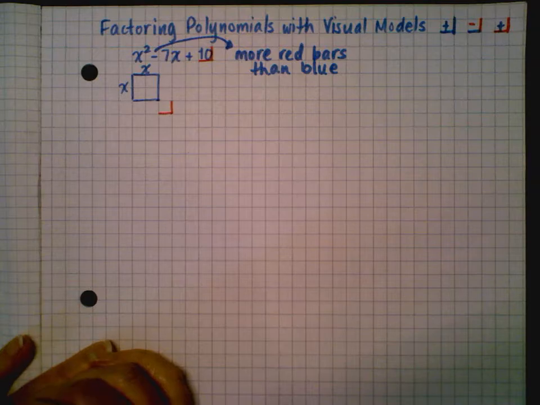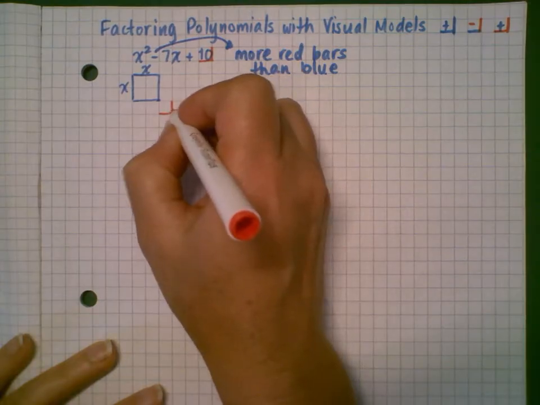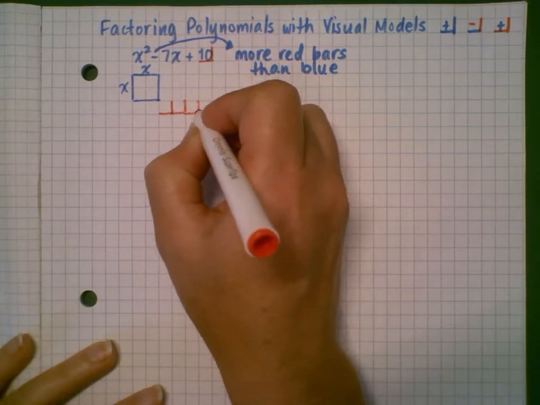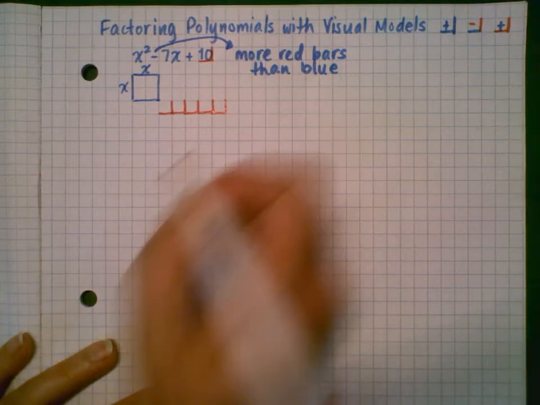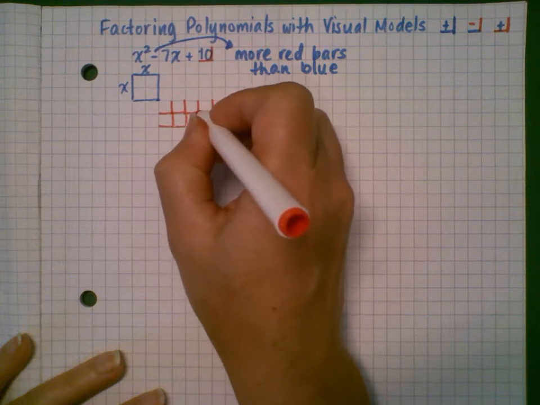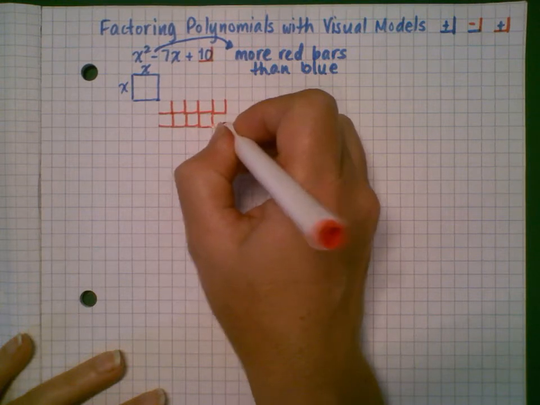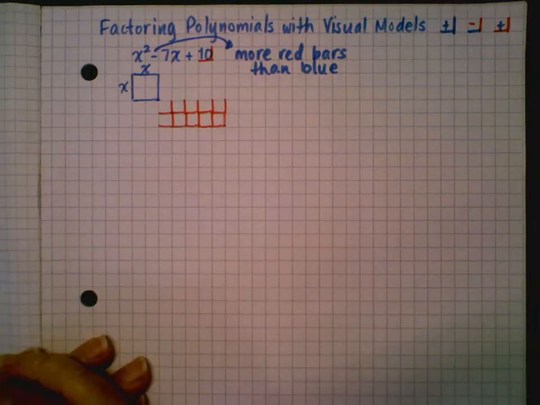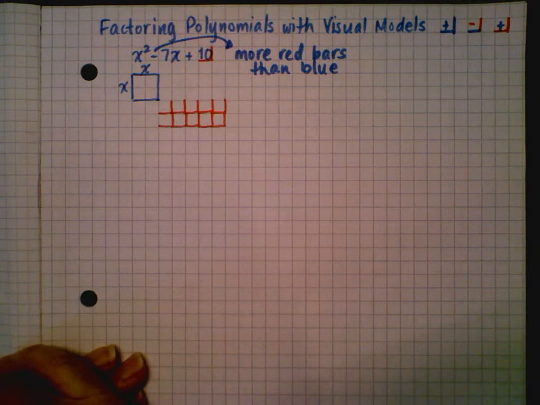So that's a negative 1, 2, 3, 4, 5, 6, 7, 8, 9, and 10. So there's my 10 units that are double negatives resulting in positive 10.